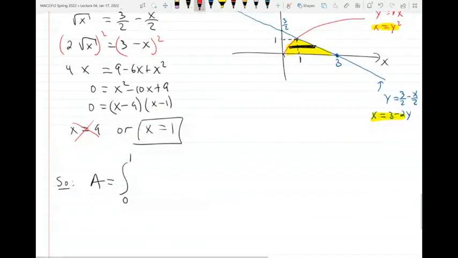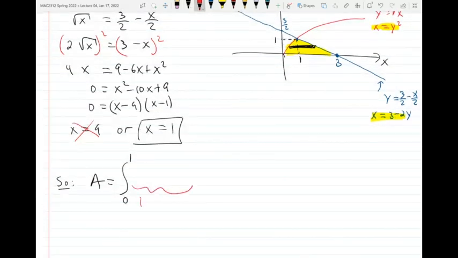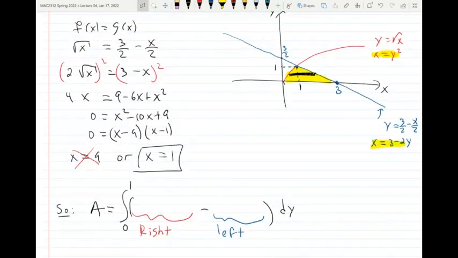And always remember, here we need to put the right curve minus the left curve, right? Instead of top minus bottom, now you need to do right minus left because you need to calculate the length of the rectangle. And then you do dy. Okay, so what's the equation for the right curve according to the picture?